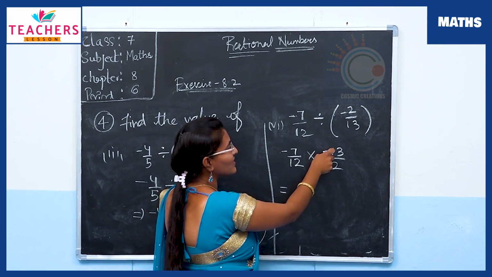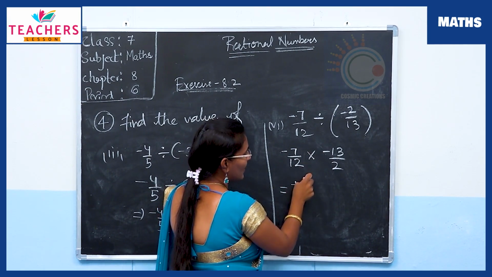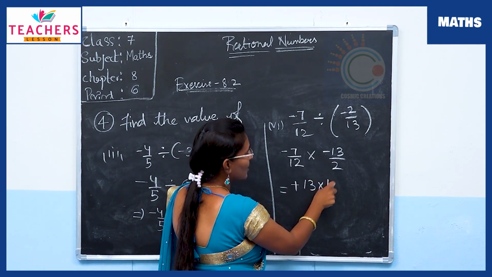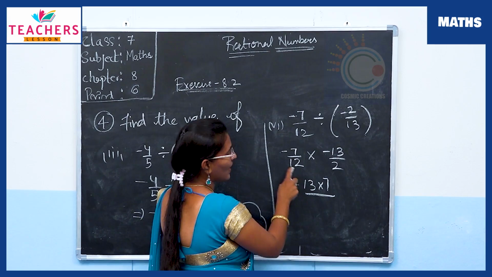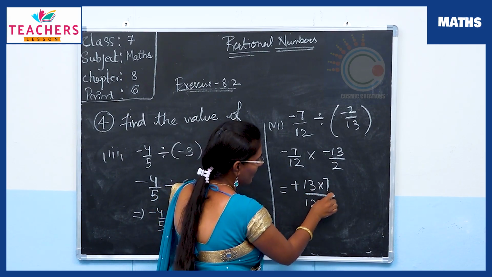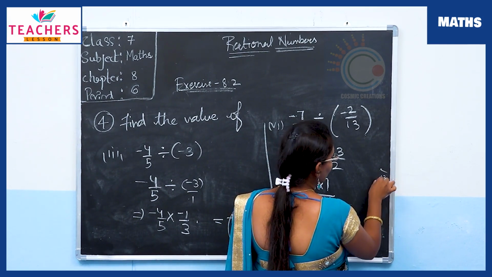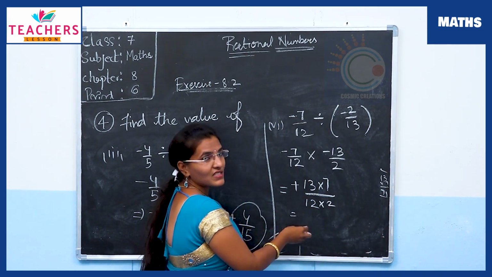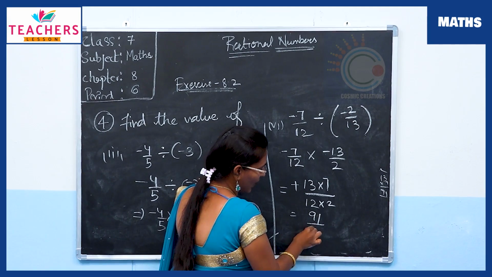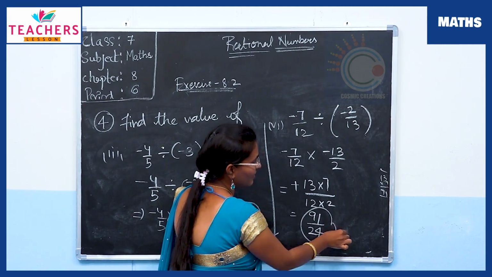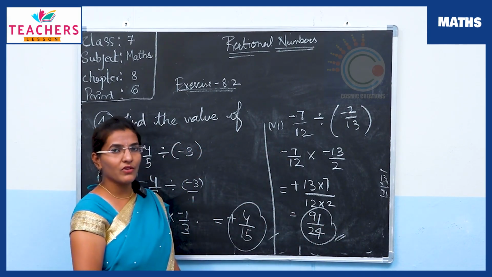So minus into minus is plus. 13 into 7. Sorry, 13 into 7 or 7 into 13. Anything is okay. By 12 into what? 2. Now 13 sevens is how much? Yes, 91, right? 13 sevens are 91. By 12 twos are 24. Isn't it? So this is the final answer for the given question. Okay.